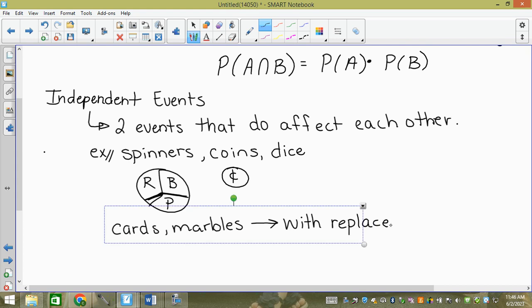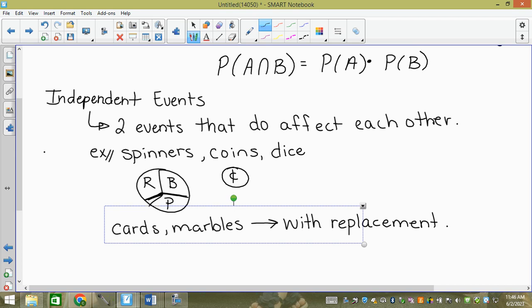If I replace the marble or the card in between pulling out the next one out of the bag or out of the deck, then it's independent, right? Like if I take out a king and then I put it back in, I have 52 cards again. It doesn't affect it at all. So if I replace the card back into the deck, the events are independent of each other. The second one does not depend on the first one, right?